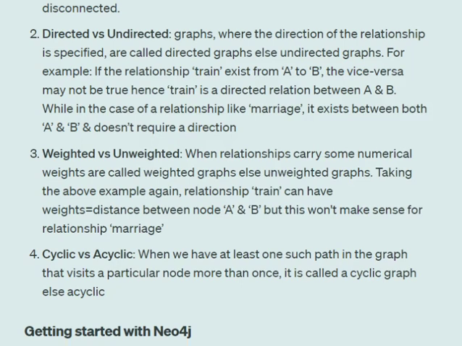Cyclic versus acyclic. A cyclic graph is one where there exists a path such that the graph visits a particular node twice. We have a circle within the graph, a closed circle that is getting formed within the graph, which would be called a cyclic graph. Else it is an acyclic graph, where there don't exist any cycles within the graph.